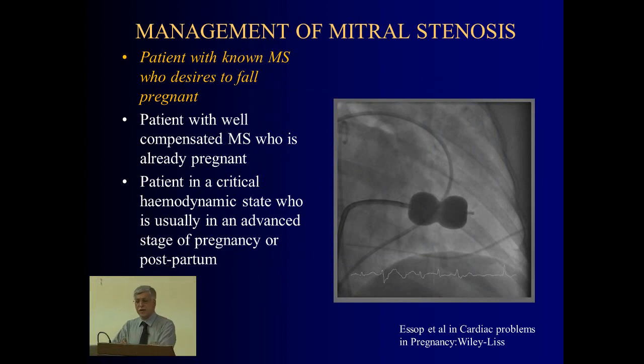Now, there are three groups of patients that you can identify that are pregnant or wish to fall pregnant and have mitral valve disease. Firstly, there's the patient with mitral stenosis who desires to fall pregnant. And unfortunately, in the kind of situation that we generally work in South Africa, these are the minority of patients. In other words, patients who know their underlying cardiac abnormality but haven't yet fallen pregnant. In this group of patients, most of whom luckily have a pliable valve, the current consensus would be to offer them a prophylactic mitral balloon valvotomy as indicated in that right panel. And these patients do extremely well and they conduct the remainder of their pregnancy without any symptoms and without the need for any medical therapy.